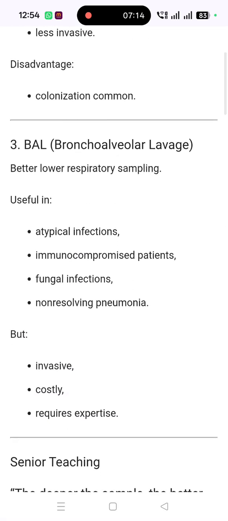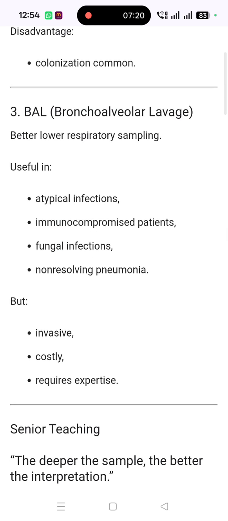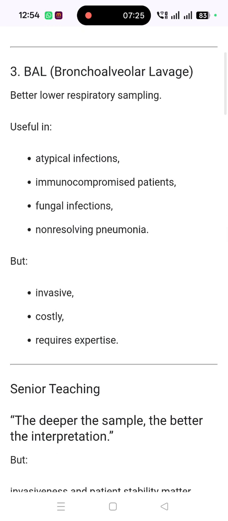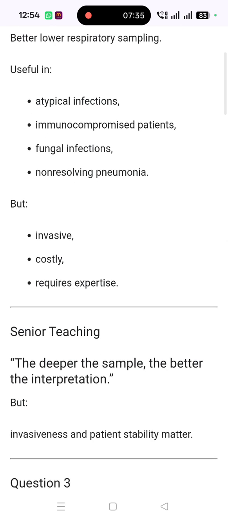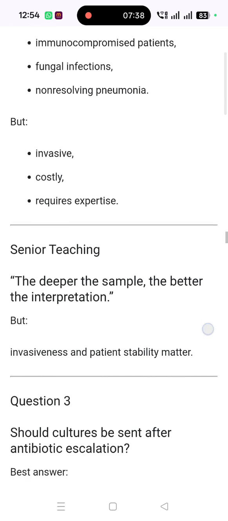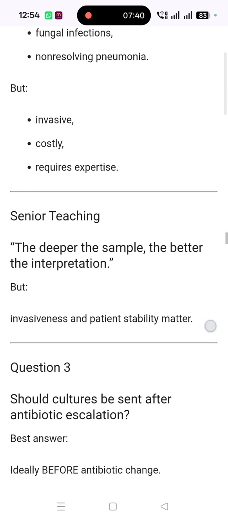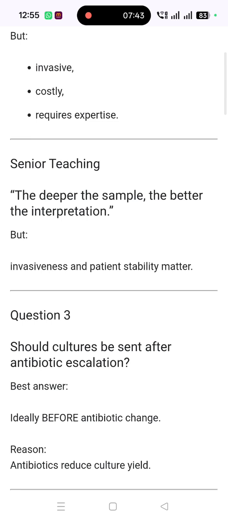Then BAL is bronchoalveolar lavage, and it is a better sampling method for the lower respiratory tract. It is useful in atypical infection, immunocompromised patients, fungal infection, and non-resolving pneumonia. But it is invasive, it is costly, it requires expertise. So the deeper the sample, the better the interpretation. The deeper you go, the better sample you can get. If you are in the upper side of the respiratory tract, the chance of contamination is more.